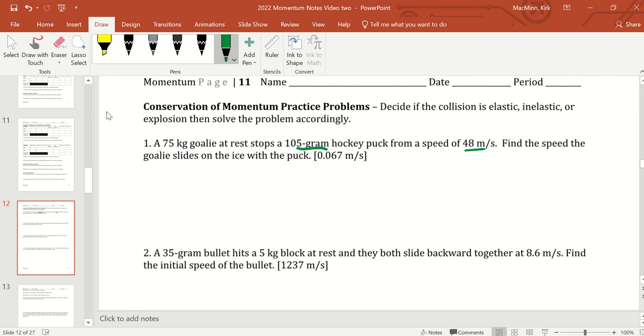So, initially we have the puck and the goalie. So, we're going to have to figure out the total initial momentum by looking at both of them. So the goalie had a mass of 75 kilograms, and the goalie was initially at rest. The puck had a mass of 105 grams, but we have to convert that to kilograms, so that's 0.105 kilograms. And it was moving at 48 meters per second.